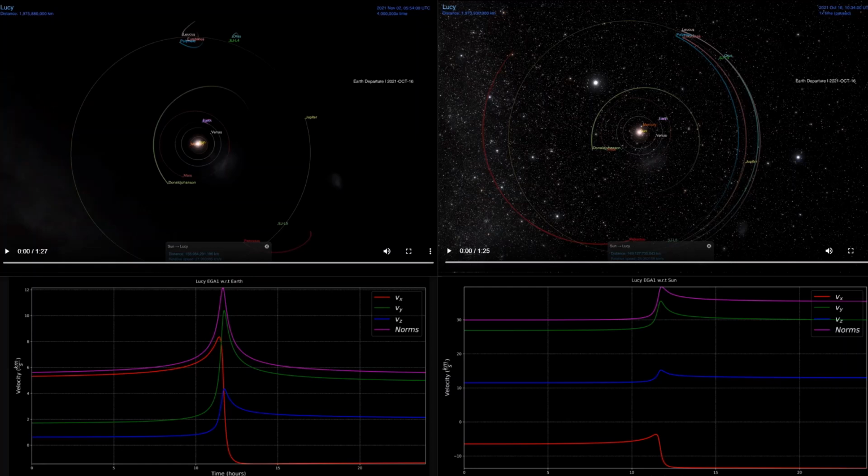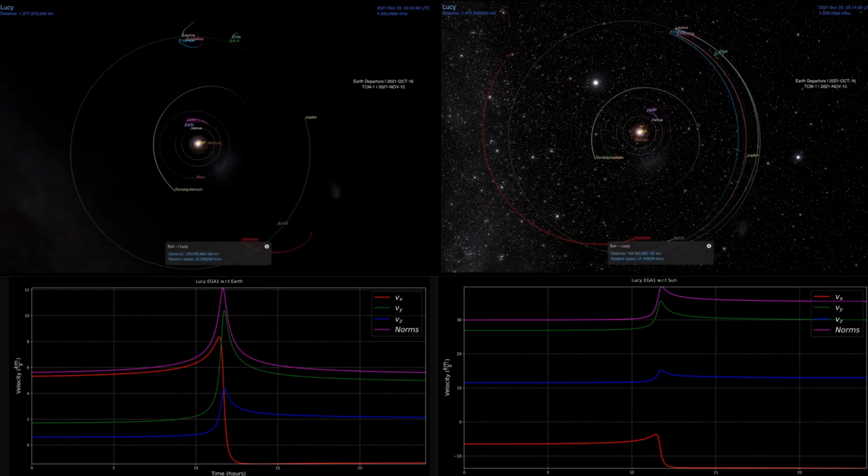Lucy will be launching tomorrow, 2021, October 16th, from Cape Canaveral, Florida, into an eccentric orbit around the Sun with a period of roughly 1 year in order to perform the first Earth gravity assist. So on the bottom left is Lucy's velocity vector with respect to the Earth, and on the bottom right is with respect to the Sun during that first Earth flyby.